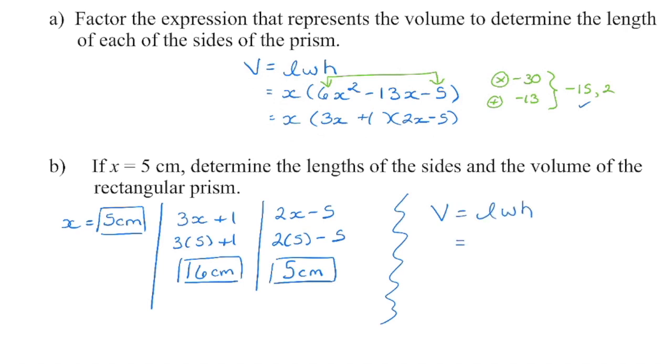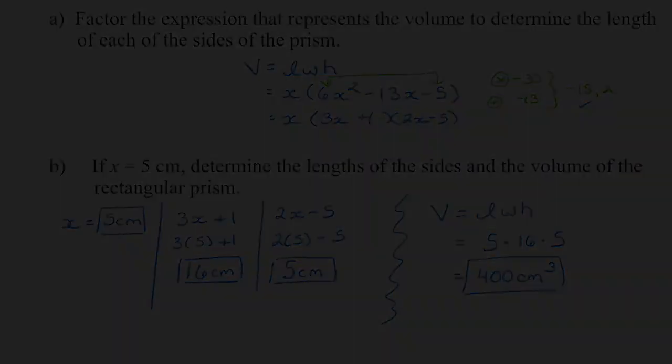And so we don't entirely know which side is which, but that's okay, it doesn't matter. We're going to multiply them together. So 5 times 16 times 5. 5 times 5 is 25. Times 16 gives us 400. And again, the units are important. So this is in centimeters, and we know volume, we're dealing with cubic units. So that gives us the volume of the rectangular prism.